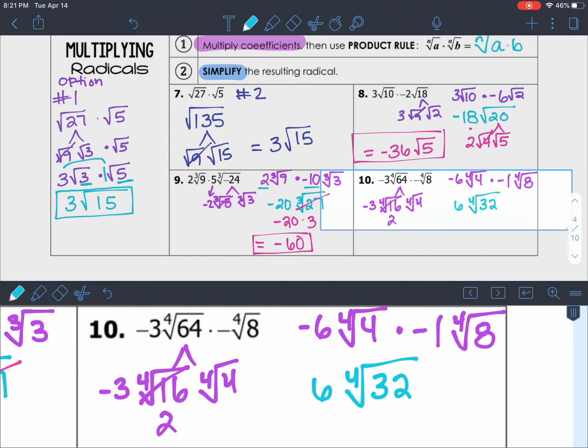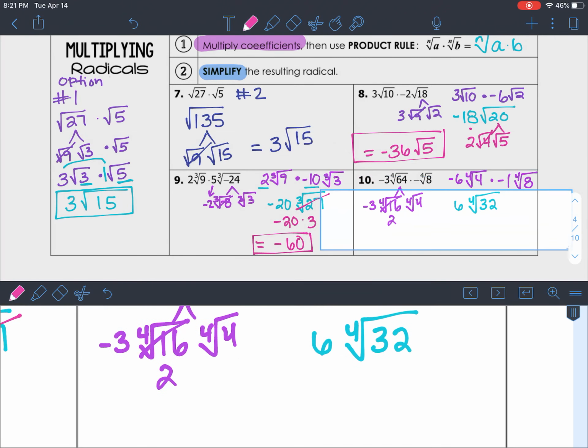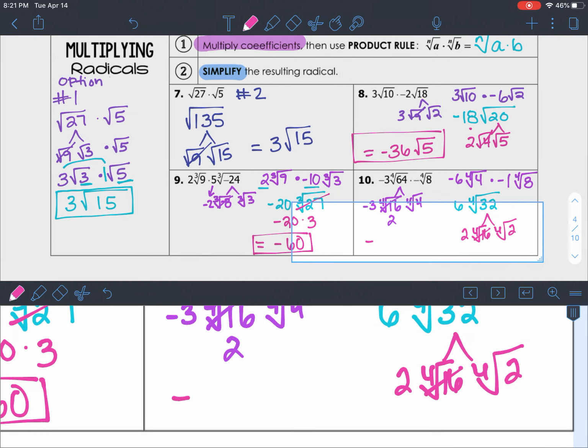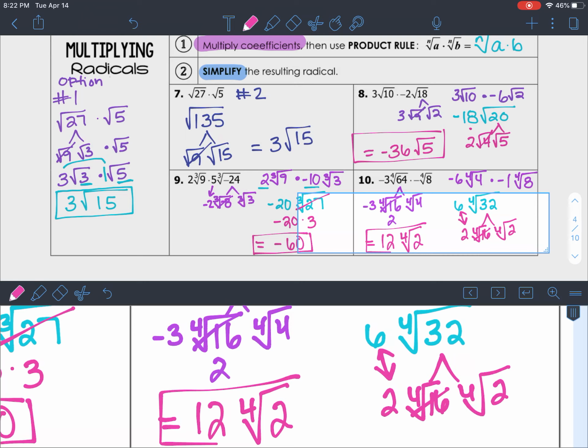And then I ask myself again, are there any perfect fourths that go into 32? Well, we used 16 before, and 16 also goes into 32. So I'm going to break this down into the fourth root of 16 and the fourth root of 2. So the fourth root of 16 is 2. So my final answer here, I still have this 6 out front, so I multiply these two together, and 6 times 2 is 12. And then I can't simplify the fourth root of 2, so I leave that.